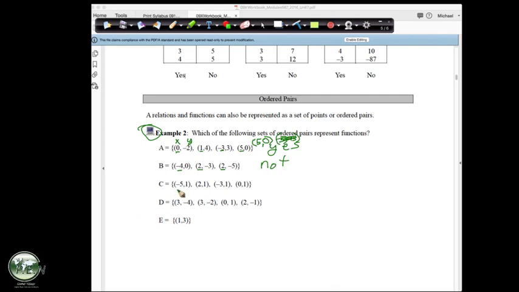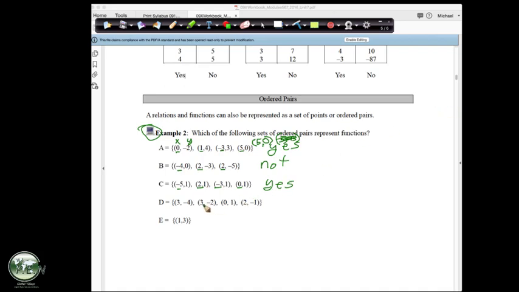How about C? Let's do this quickly. There's a -5, a 2, a -3, and a 0. Do we even need to look at what the outputs are? No. It's guaranteed it's going to be a function. Yes, again, because there is no repeated input. So all the x's are different, so there's no chance for it to be repeated.